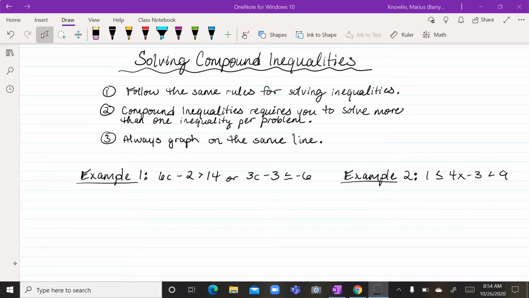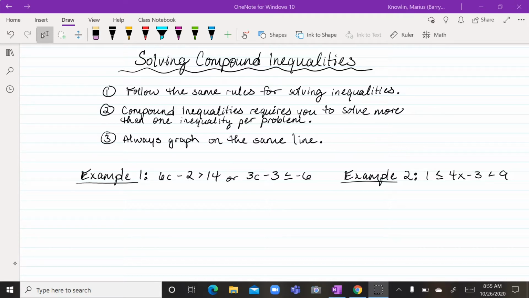Alright, and welcome back. Today we're going to do a little mini lesson on solving compound inequalities. I wrote out 3 little rules or some notes here to follow. The first one says follow the same rules for solving inequalities. Okay, so if you divide by a negative, you got to reverse the symbol. The variable that you're solving for should always be on the left hand side.